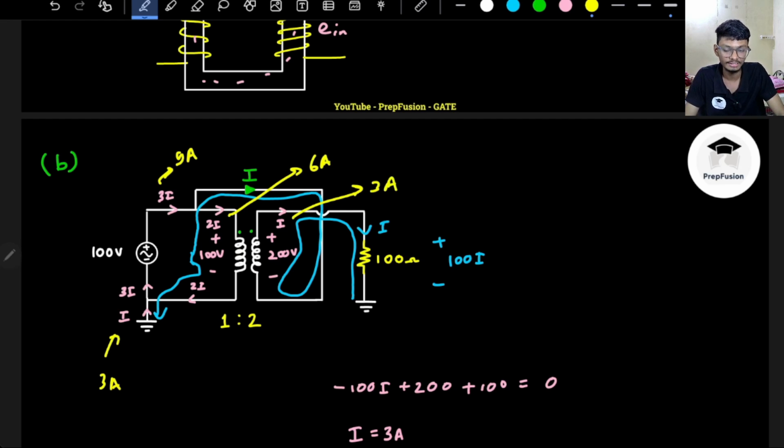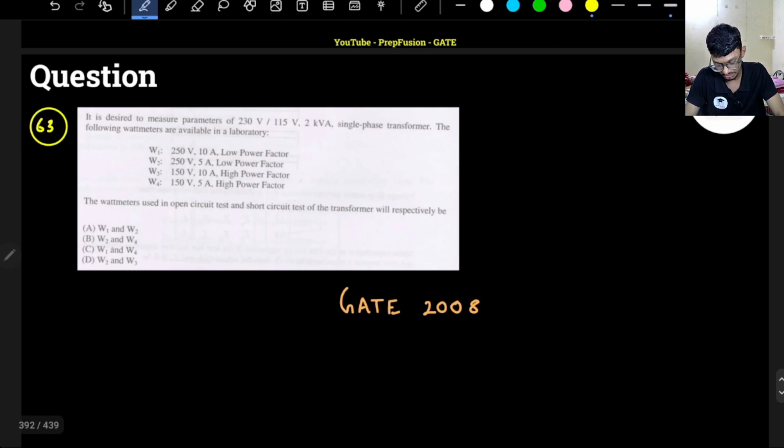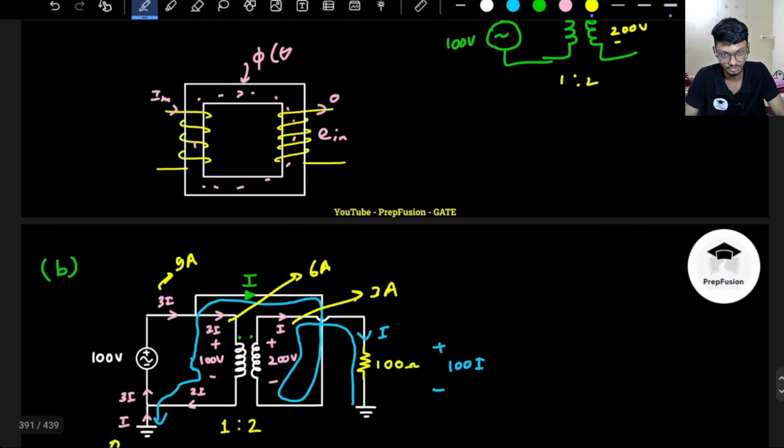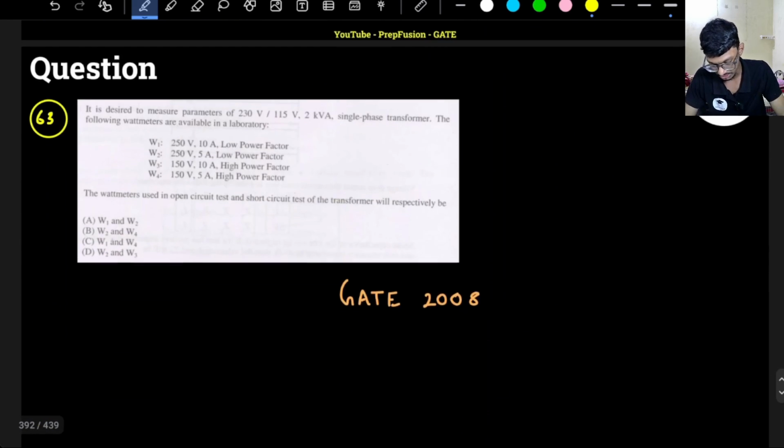Okay, very elegant and easy question. Now let's solve this. This was on the polarity test. Let's solve this next question.